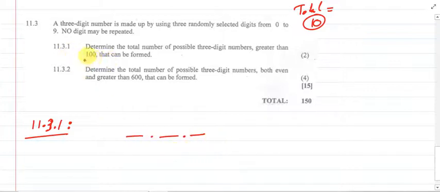Now remember, we're choosing a number which is greater than 100, and no digits may be repeated. We cannot repeat the digits. So if I'm choosing numbers greater than 100, obviously I can't use the number 0 here. So I can only use numbers from 1 to 9. Those are my possible numbers, so there are 9 possibilities here.